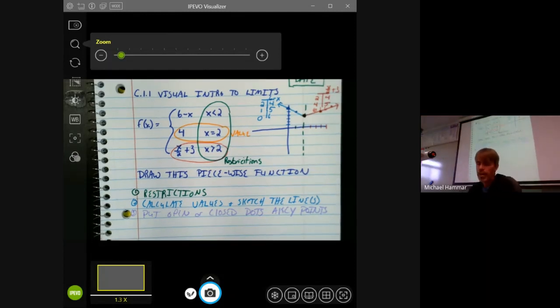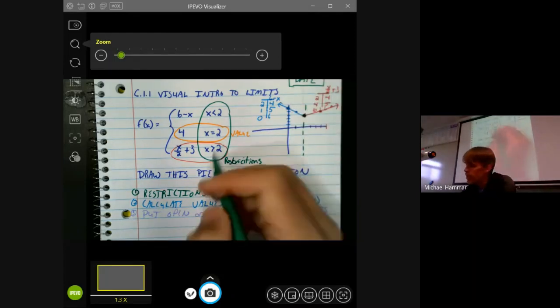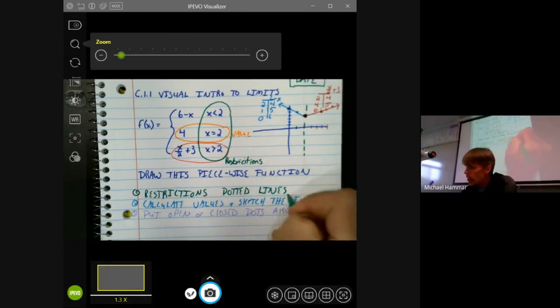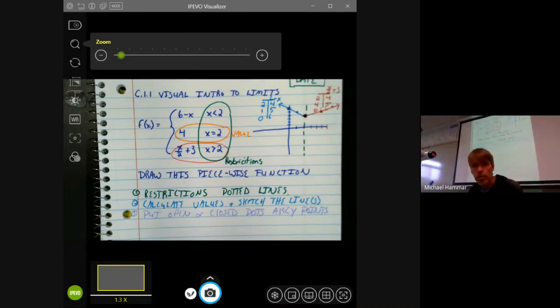Now, we will look at some other graphs later on that show some open dots and stuff like that, so don't be overly concerned if that doesn't make sense, but that is the process. You need to look at the restrictions and know where those are going to be. Put your dotted lines in, okay? So this is going to be those dotted lines. Then you need to calculate values and sketch the line or lines on either side of those restrictions. And then finally, you need to put open and closed dots, okay? So that's a review of calculating or drawing the graph of a piecewise function.